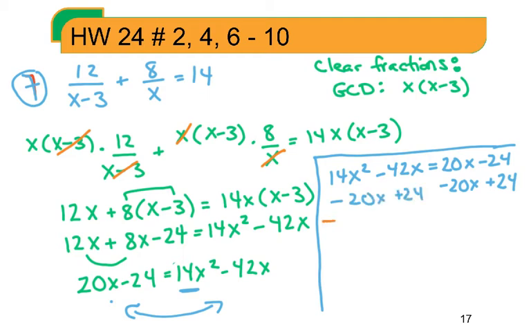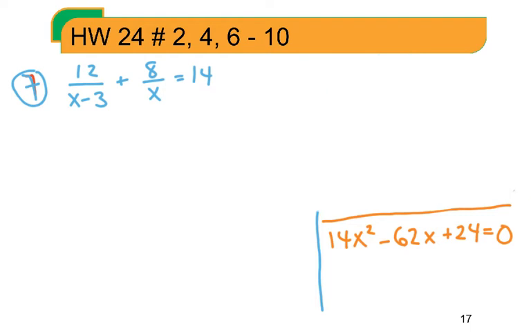And now I will get my quadratic equation. 14x squared minus 62x plus 24 equals 0. And now we need a little more room. So let's get a new page.